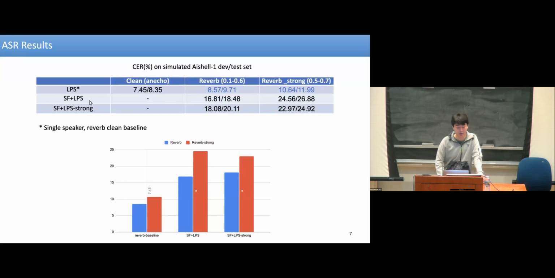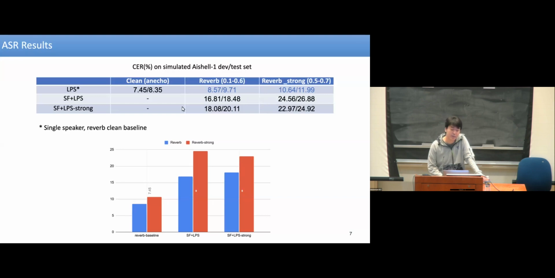But for the last two rows, when we use a spatial feature along with the RPS, you can see that for normal reverberation, the gap is somehow acceptable, like doubled from 8 to 9 to 16 to 18. But when the reverberation goes strong, the gap is much larger. Right now the gap is about 8% absolute.